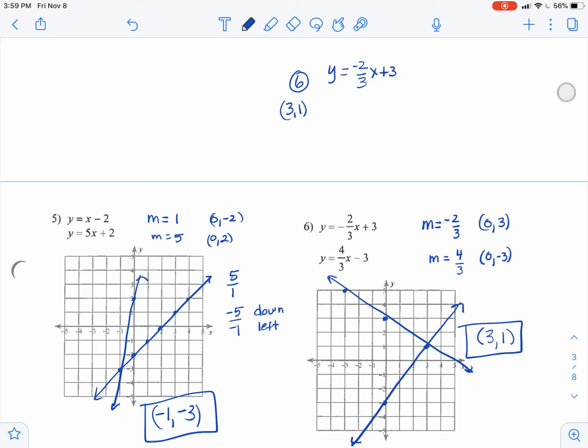So I am going to put that into my equation. So y is 1. x is 3, plus 3. I'm going to simplify. And I get 1 equals 1. So it does check. Now I'm going to go to my next equation and do the same thing.